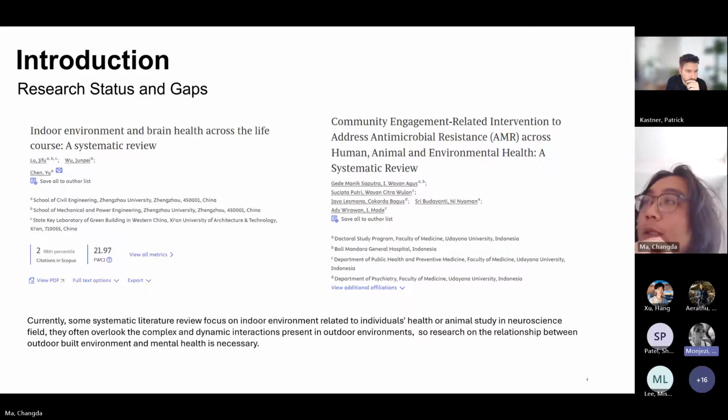One of the challenges was the indoor environment. For articles that only talk about the indoor environment, we are going to exclude them, and for outdoor and semi-outdoor, we are going to include them in our review.